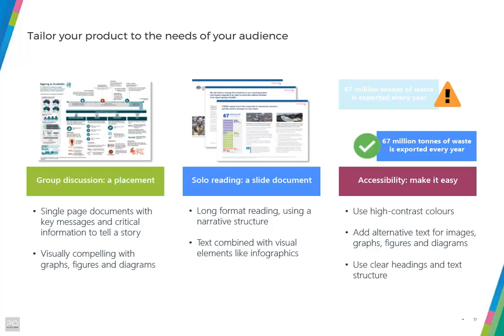Other tips you might want to consider include using high contrast colours and adding alternative text or images, graphs, figures and diagrams to describe visual elements that screen reading software will read out to the user. Your comms team should be able to provide you with more detailed guidance on making your products accessible, especially if it's being externally published. Take care also with copyright of images.